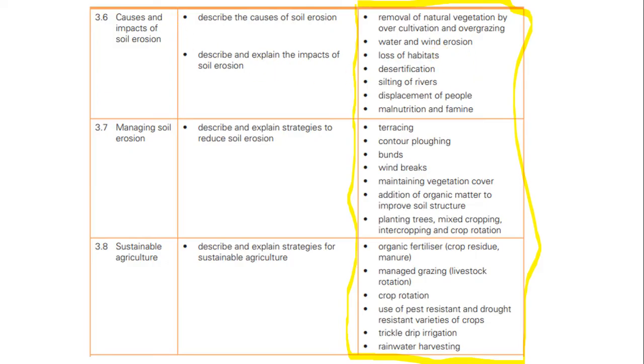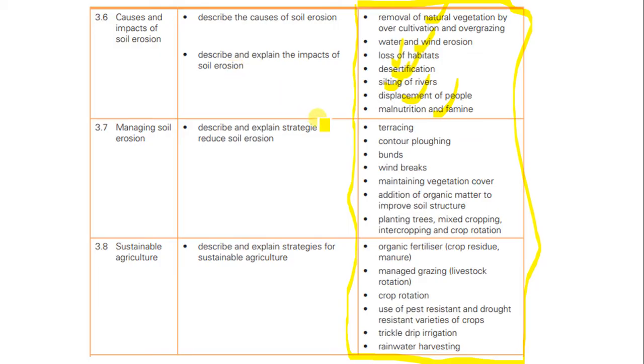See, describe the causes of soil erosion, and the causes we'll look at are removal of natural vegetation, water and wind erosion, loss of habitat. Describe the impact. So loss of habitat should be an impact, desertification will be an impact, silting of rivers, displacement of people, malnutrition and famine are impacts of soil erosion. So it's just simple. You can read through it.